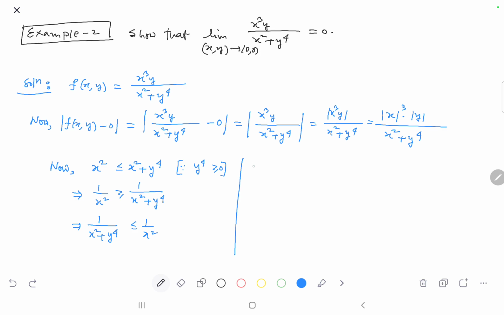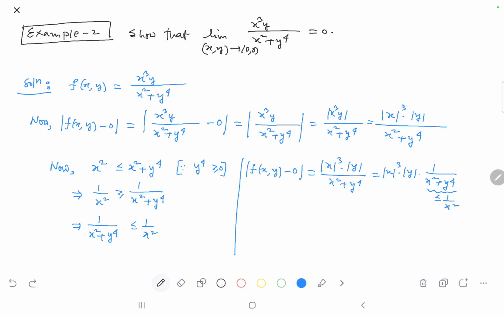Okay, so what we had: |f(x,y) - 0| is what? It's |x²||y| divided by x² plus y⁴. So you can think of this as |x²| times |y| times 1 by (x² plus y⁴). And we know this is less than or equal to what?